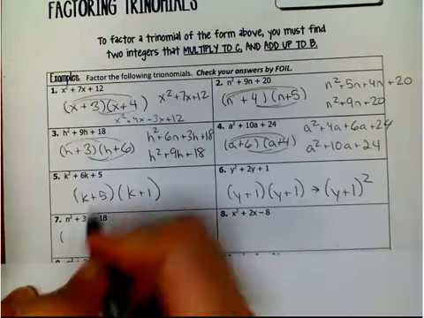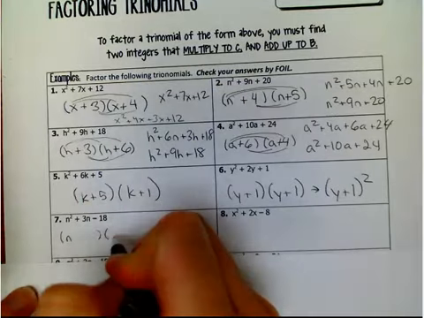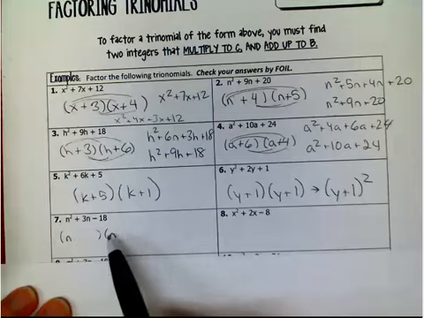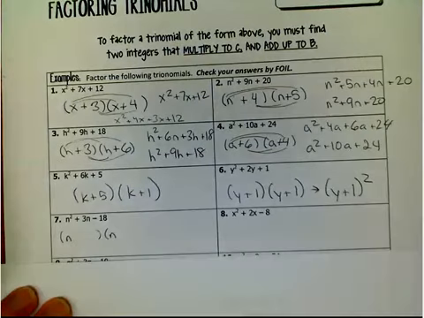For number 7, we have our n and our n. That gives us n squared. Now I need to think through, again, what two numbers can I multiply to get negative 18, and then when I add them together, I need to end up with a positive 3. Alright, so let's think through. If I have 6 times 3, I know that's 18, but I need this number to be negative.